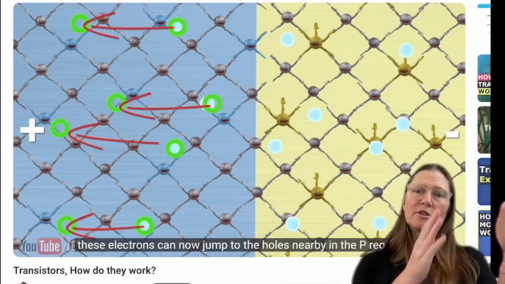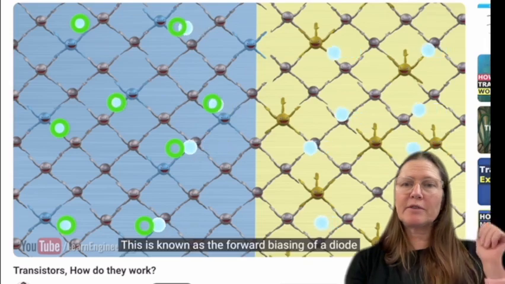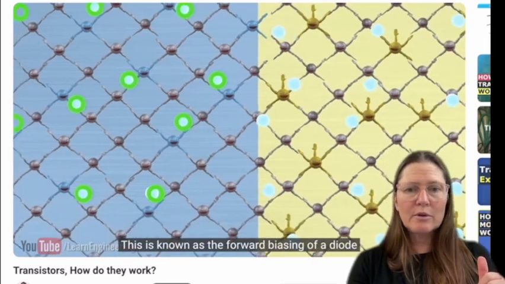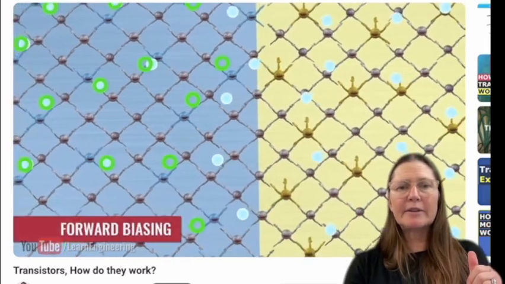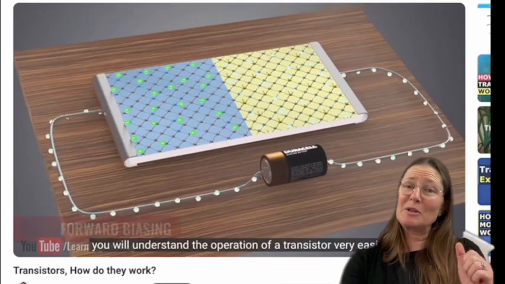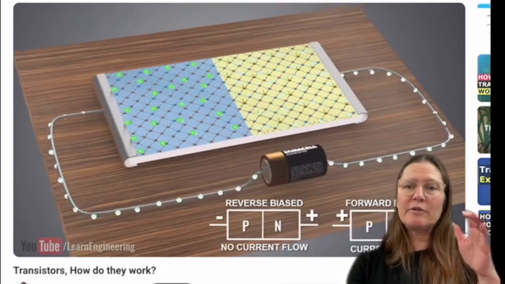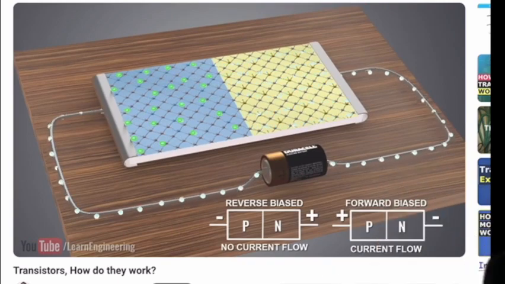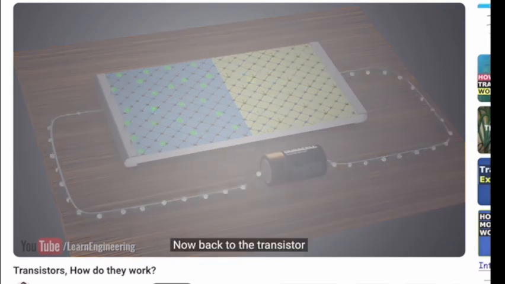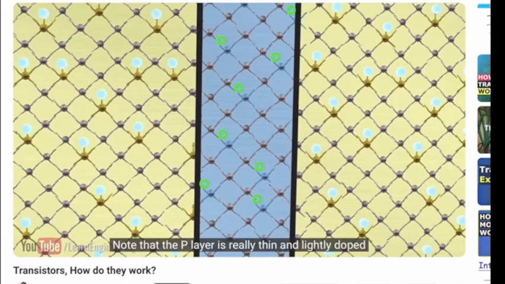And now they continue to jump and you have an increased amount of electrons, so you get that flow of current that goes through. So this is the forward biasing effect. This visual is much better than my drawings, so there you get the current flow. So the reverse biased, no current flow; forward biased, you have current flow.